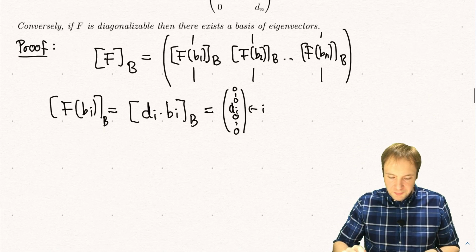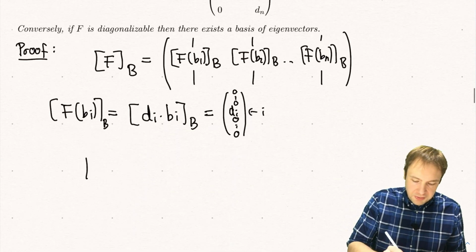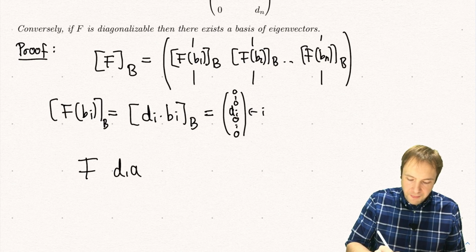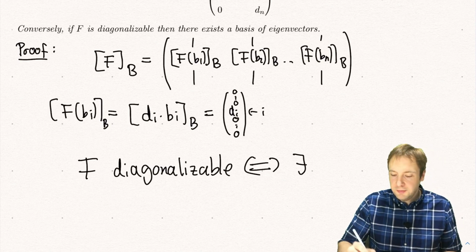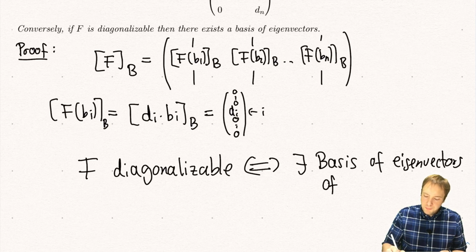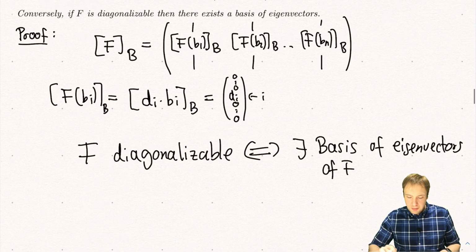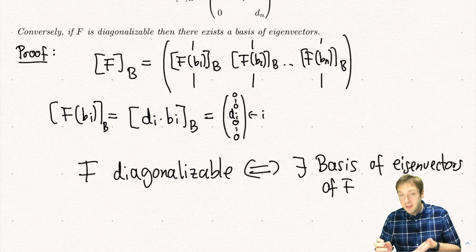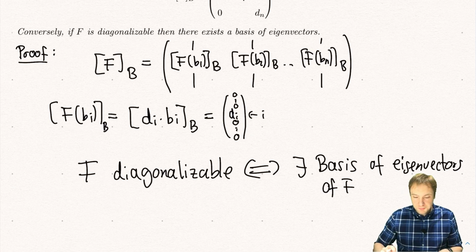So the statement we proved here, and what you need to remember, is the following equivalence: F being diagonalizable is equivalent to there exists a basis of eigenvectors of F for the vector space V. So this means if I cannot find a basis of eigenvectors of a linear map F, then this linear map F will also not be diagonalizable.